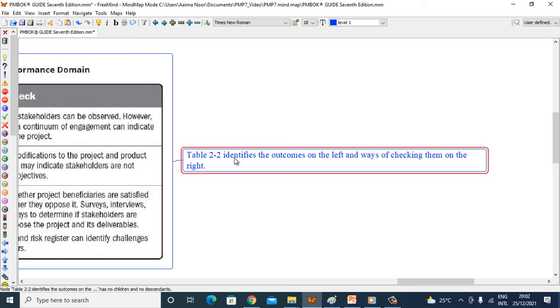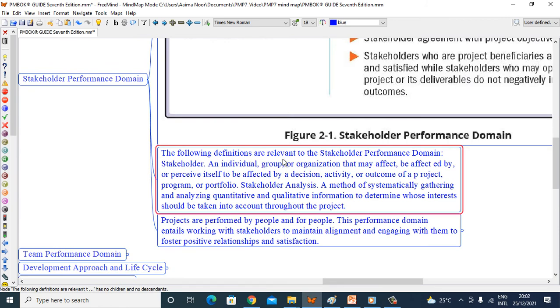Table 2-2 identifies the outcomes on the left and ways of checking them on the right, as I have already explained. The following definitions are relevant to the stakeholder performance domain. A stakeholder: an individual, group, or organization that may be affected by, or perceive itself to be affected by, a decision, activity, or outcome of a project, program, or portfolio. Stakeholder analysis: a method of systematically gathering and analyzing quantitative and qualitative information to determine whose interests should be taken into account throughout the project.